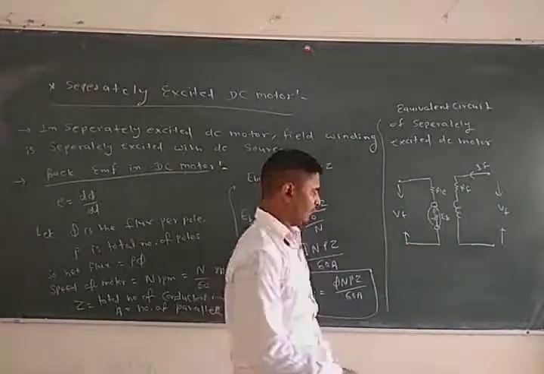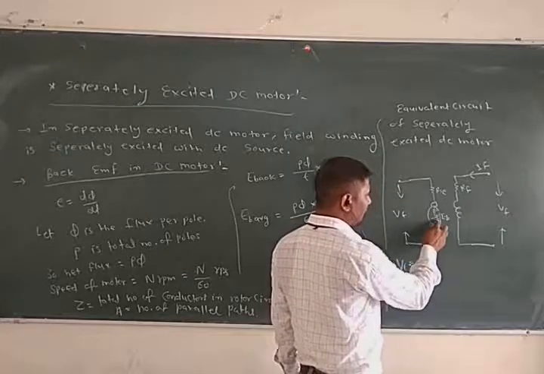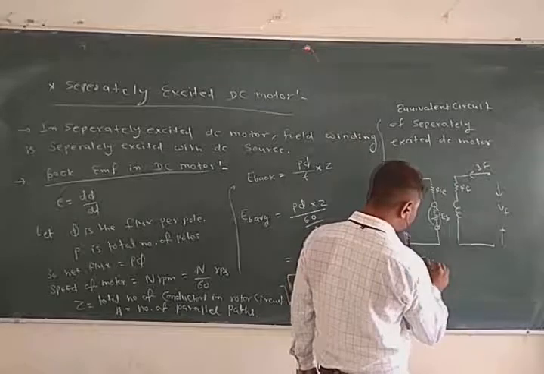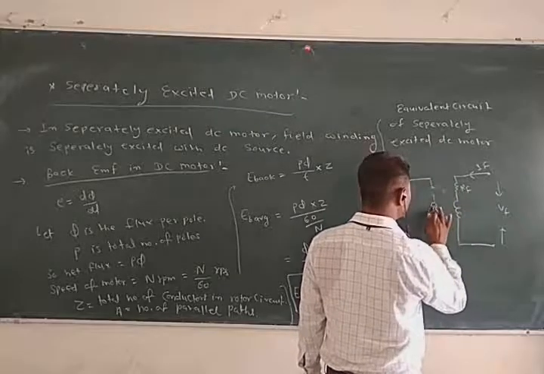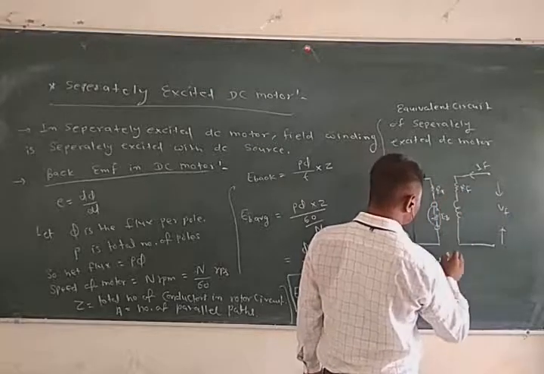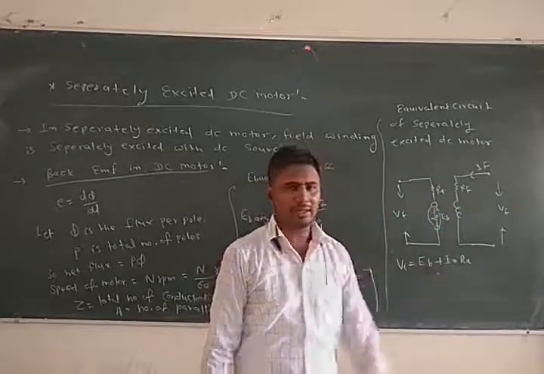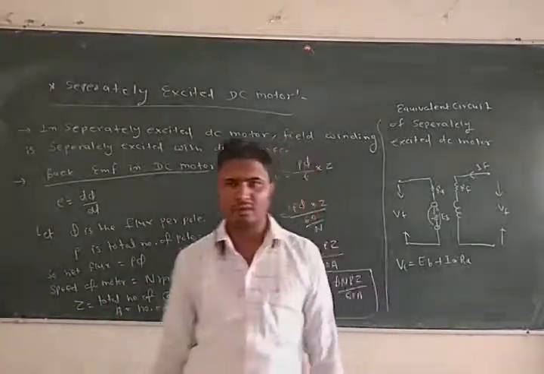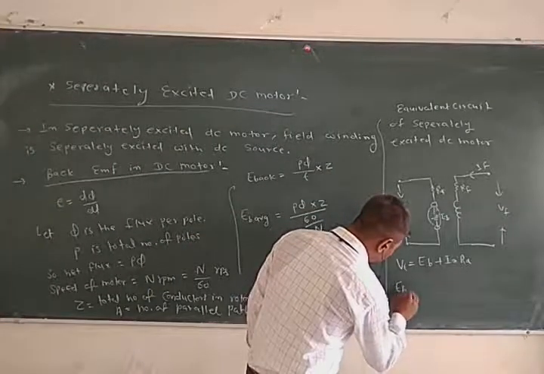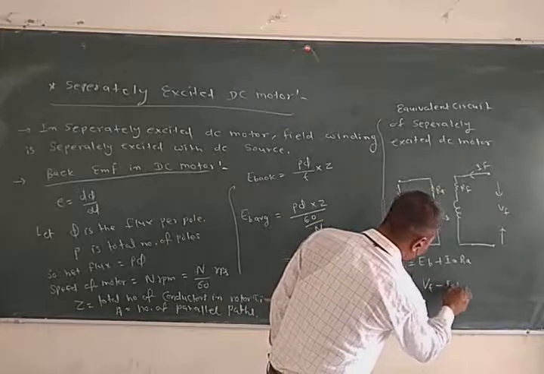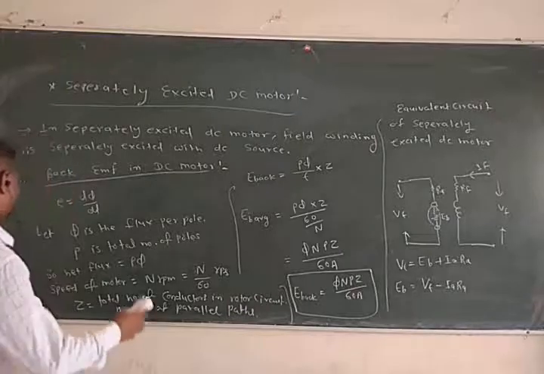Now the terminal voltage VT in case of a separately excited DC motor is equal to Ea plus IA RA, where RA is the armature resistance. This is the terminal voltage equation for a separately excited DC motor. So here Ea is equal to VT minus IA RA. Now next is the concept of torque speed characteristic.